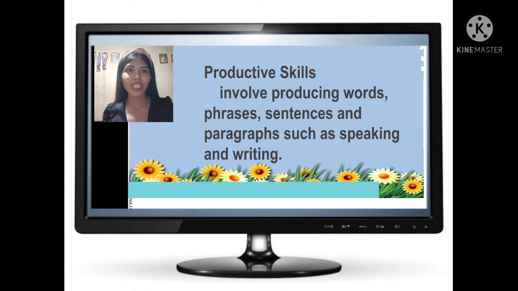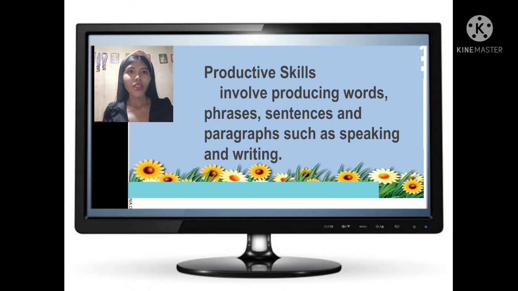On the other hand, productive skills involve producing words, phrases, sentences, paragraphs, such as speaking and writing. So, when we speak, when we talk or communicate to others, and when we write, we are producing words, phrases, sentences, and even paragraphs. So that is why it is called productive skills, since it involves producing.